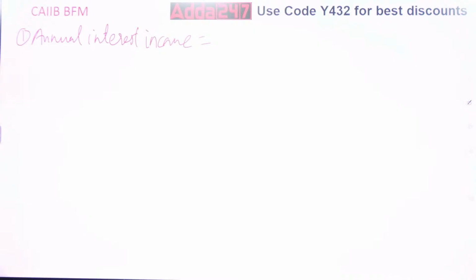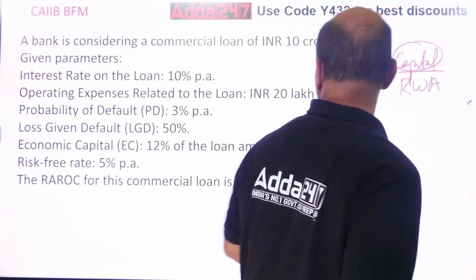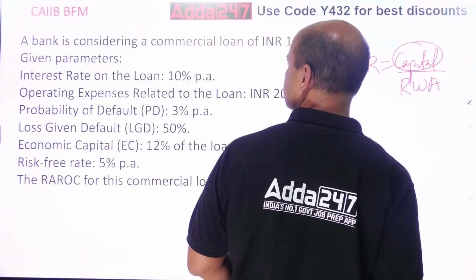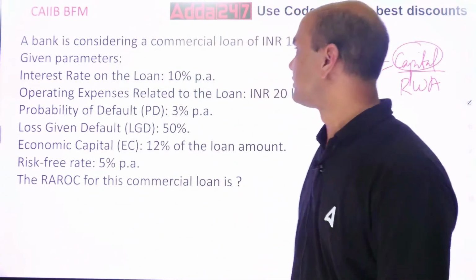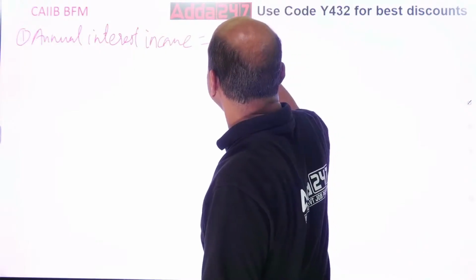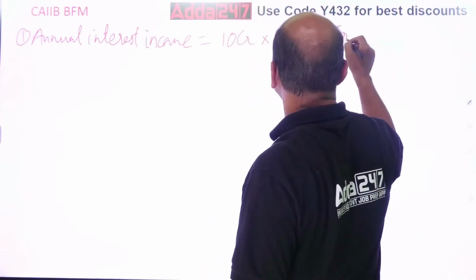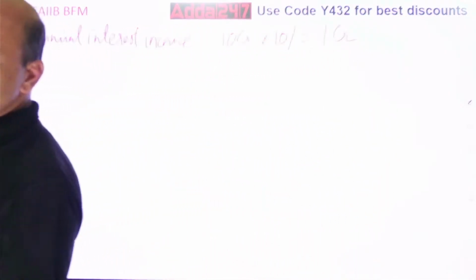What are you getting? 10 crores and 10%. So it is 1 crore, right? Probability of default is 3%. Everything is given to you. PD is given. So that is equal to 10 crores into 10%, which is equal to 1 CR. 1 CR is my annual interest income. Got it, everyone? Annual interest income is 1 CR.